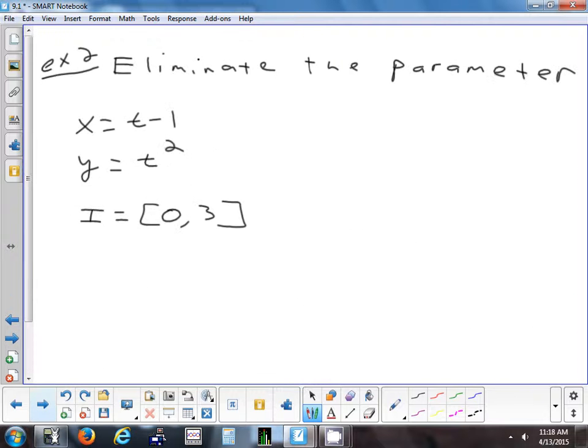Let's try another one. It says eliminate the parameter. Okay, so we have to solve that top equation for t. Colby, what do you get when you solve that top equation for t?